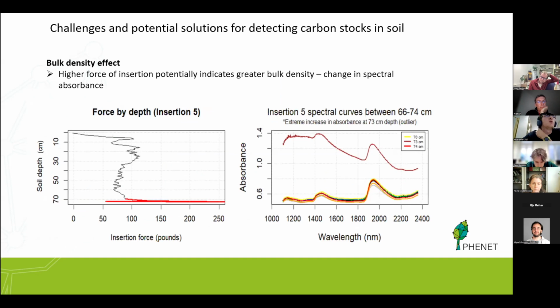Another challenge which we need to mention is the bulk density effect. You can see on the bottom left this graph of the pores by depth. This is what our Subterra is measuring, and you can see when it gets down to the bottom, it touches a really high value in red, more than 250 pounds. When this happens, it is also really visible in the spectra itself. So you can see on the right side, there is this brown spectrum, which is exactly at that depth level, 73 centimeters depth. In this case, we usually eliminate it from our data because it is much more divergent than the other spectra, so we don't do modeling with this.